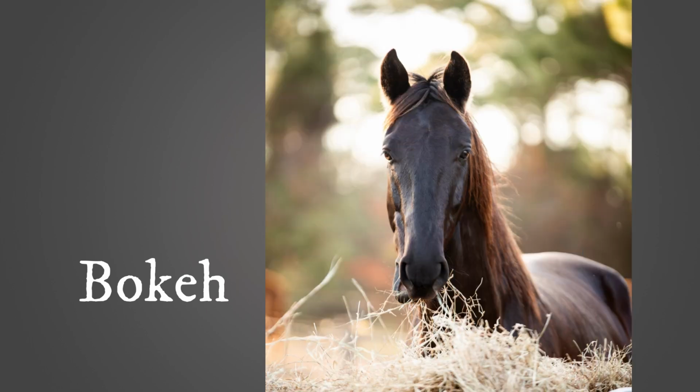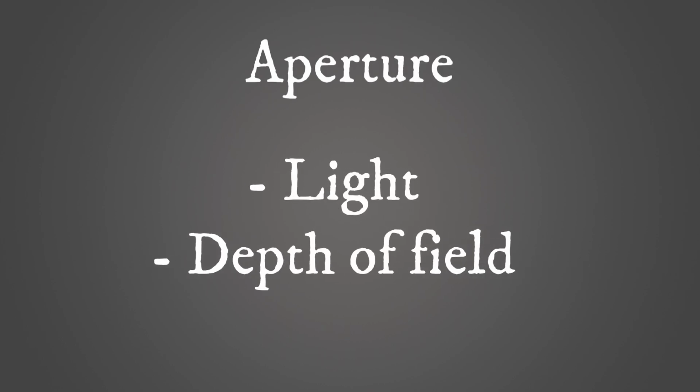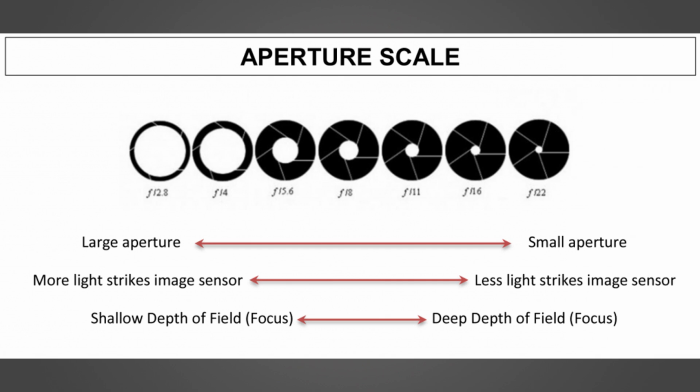Have you ever heard the word bokeh? Bokeh is the blur you get from a shallow depth of field. It's the dreamy, soft blur in the background that can make your image look more professional. To recap, aperture controls light and depth of field. A smaller aperture number lets in a lot of light and makes less of the image in focus. A larger aperture number lets in less light and makes more of the image in focus.